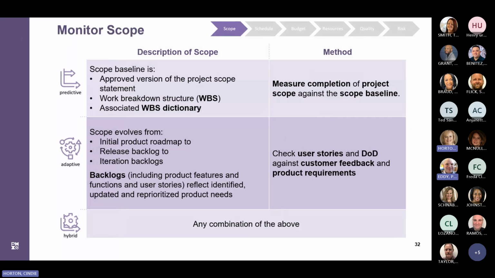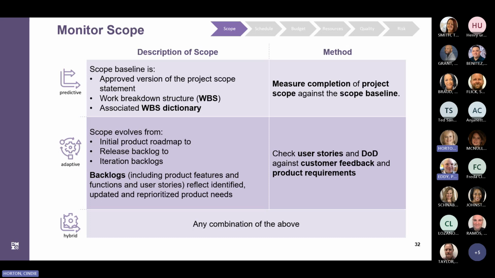So starting with scope, measurement will help the project team to compare the scope criteria with the method or approach for determining the variance between current state and desired state, by life cycle development approach. In projects that use a predictive life cycle or development approach, the project manager relies on the approved scope statement, the work breakdown structure or WBS, and the WBS dictionary to define the scope baseline. Teams measure completion against that scope baseline.